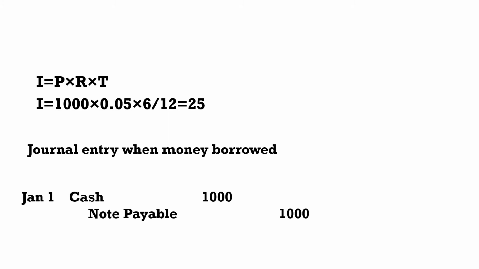Journal entry when money is borrowed. At the time you get the money, this is how the company that is borrowing the money records it, or how you record it as an individual. You will have cash of 1,000 in your pocket, and you have a note payable, which means you have to pay that note payable after 6 months. Or if you pay on January 2nd, the bank will not charge you any interest, and you will erase your note payable on your record.